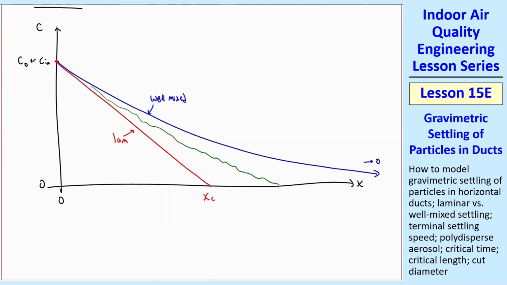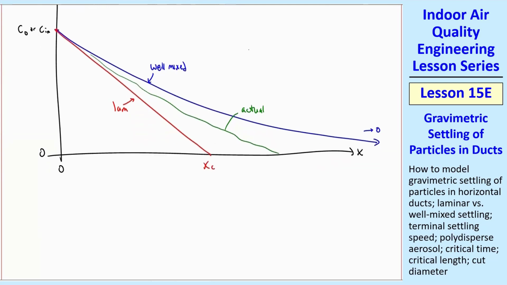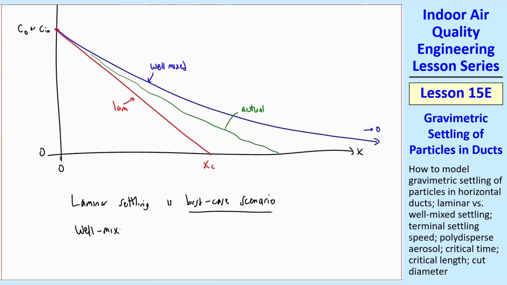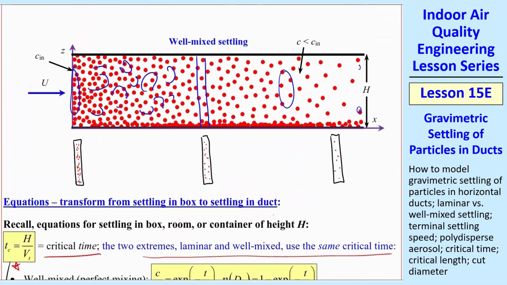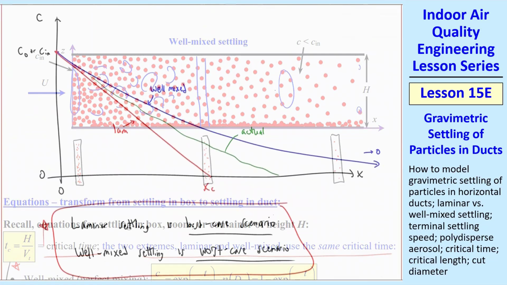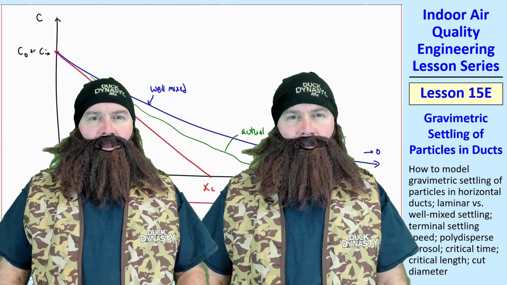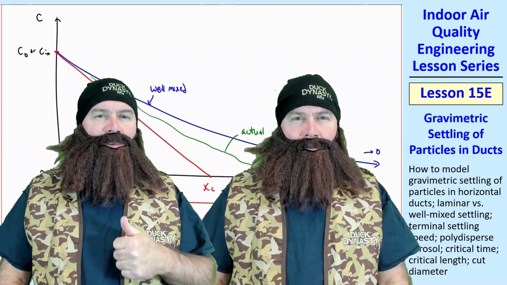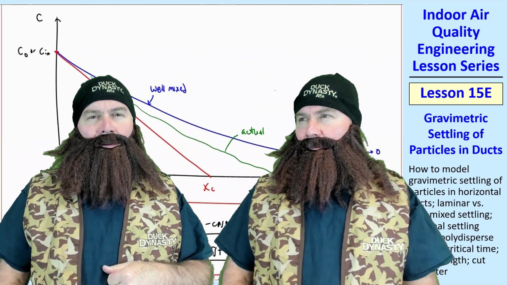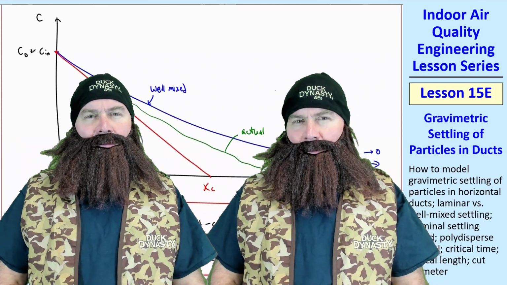And then typically our actual case is somewhere in between these two extremes. The laminar case is the fastest that you're going to get these particles to settle. The well-mixed is the slowest that you're going to get them to settle. And then the actual is typically somewhere in between. So in other words, laminar settling is the best case scenario. Well-mixed settling is the worst case scenario. And as I illustrated up here, those two curves will actually shift to the right or left if we have different particle diameters. These are for one diameter. How do you calculate that actual case, that one in the middle? Well, I can't do it exactly unless I know all the details about the flow.